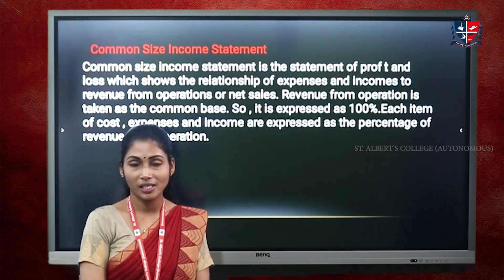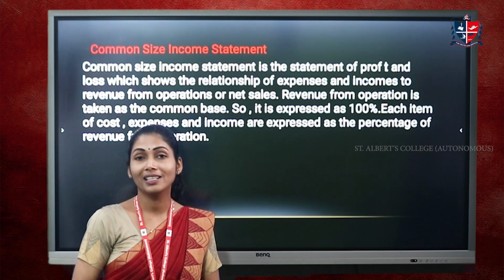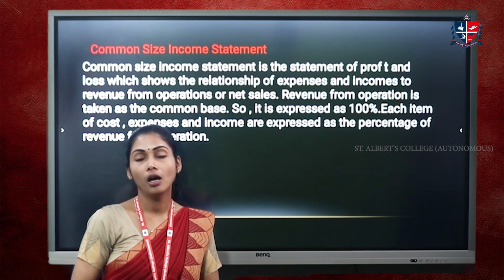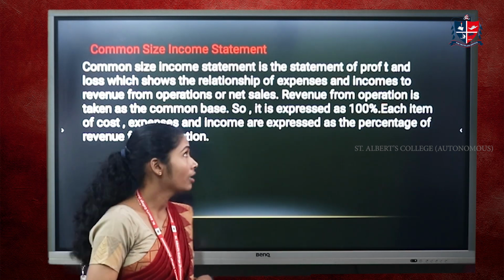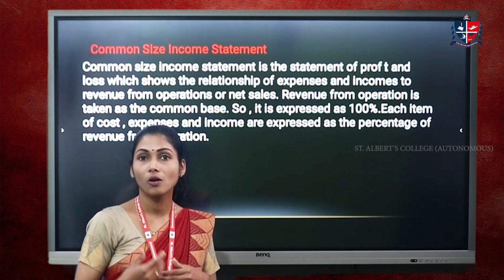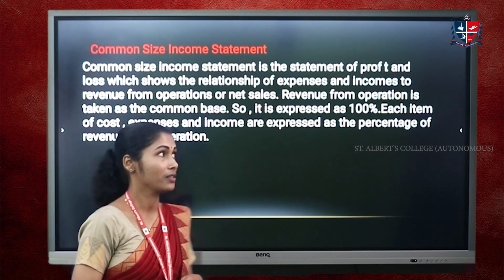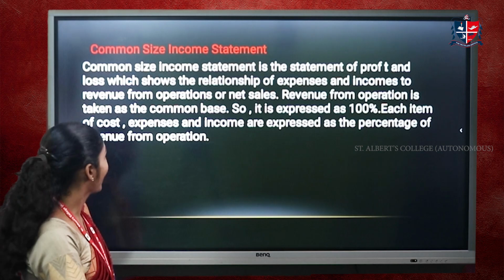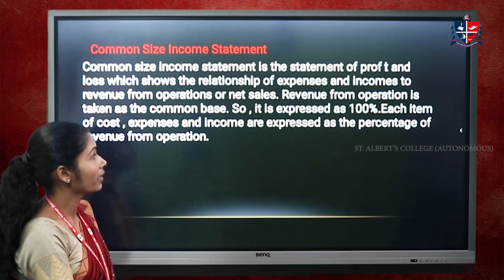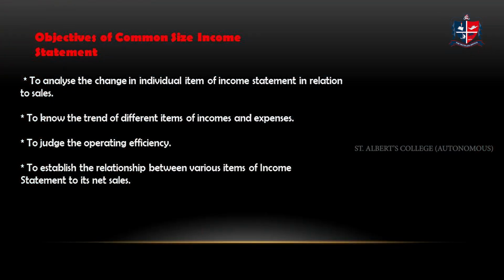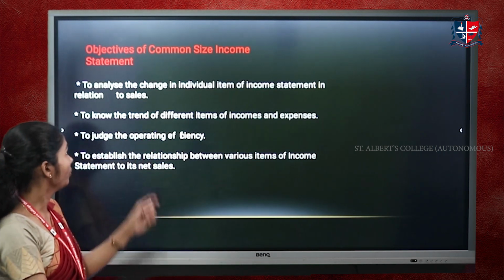Common size income statement is mainly prepared to express the relationship of various incomes and expenses to net sales or revenue from operations. Here, we mainly consider the revenue from operations as the common base, so it is always expressed as 100%. In this, each item of cost, expenses and income is expressed as a percentage of revenue from operations. Okay. The main objectives of common size income statements are given below.